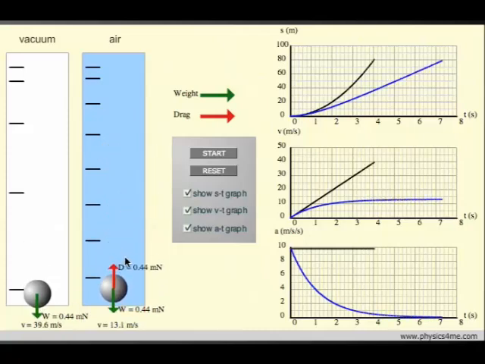As you can see, the drag force increases and eventually the upward drag force vector becomes equal to the downward weight, and so the resultant force on the ball is 0. By F equals ma, this means that the acceleration is 0. Hence, the ball has attained constant velocity, terminal velocity, as indicated by the blue curve in this velocity time graph.